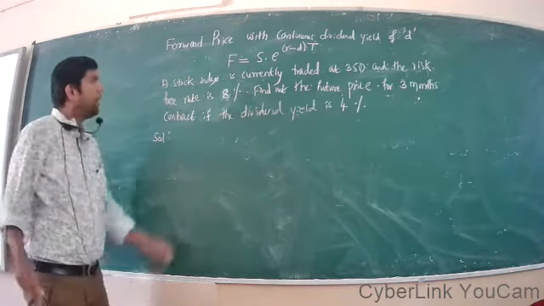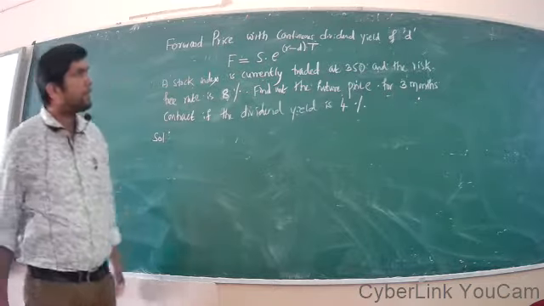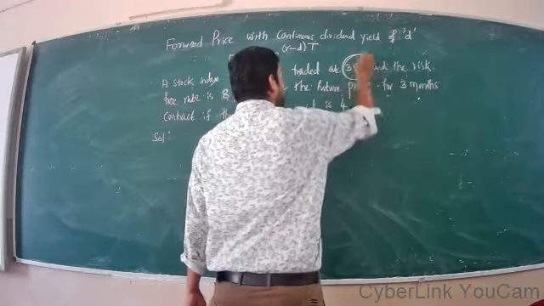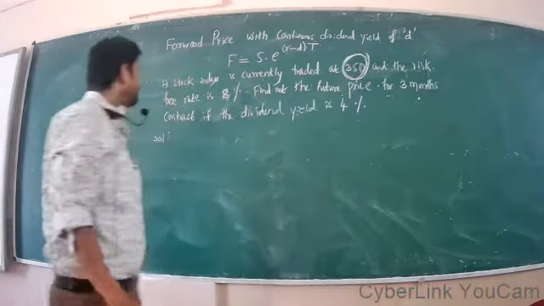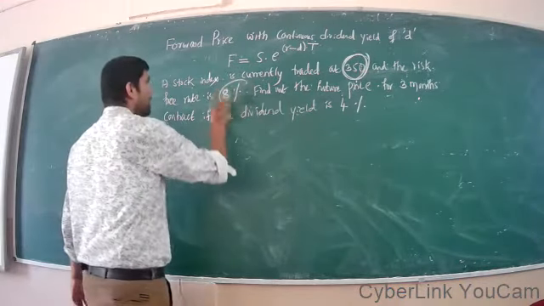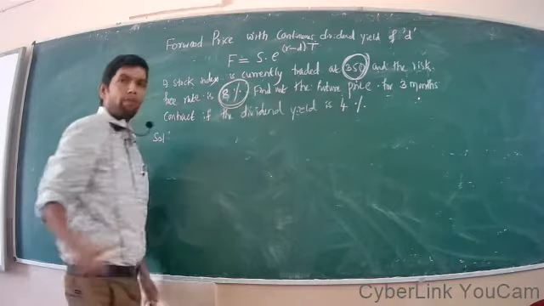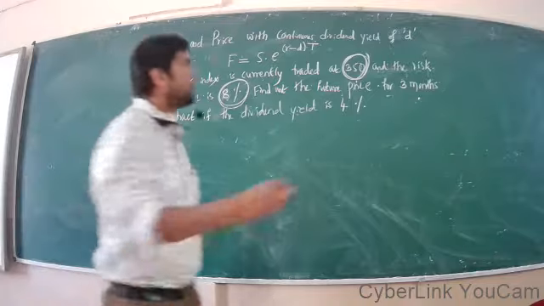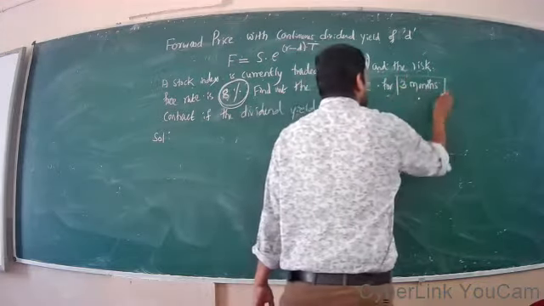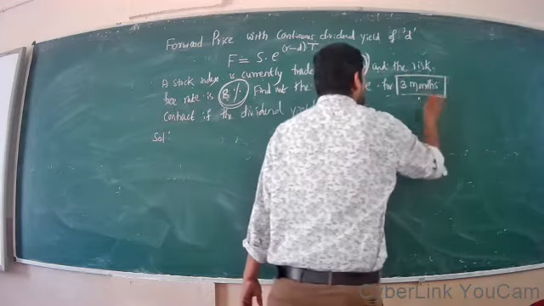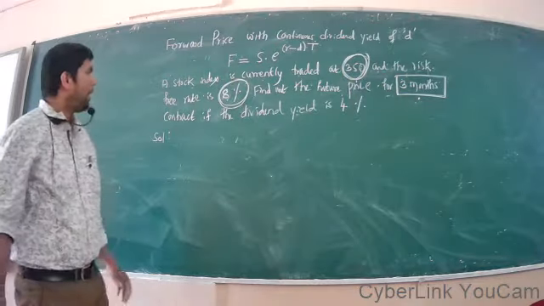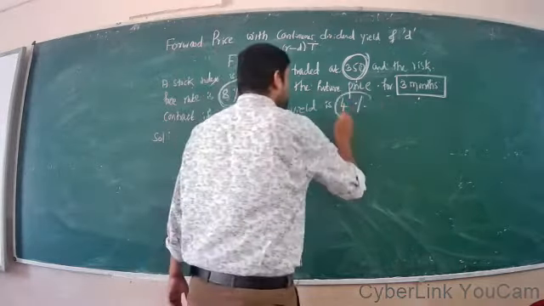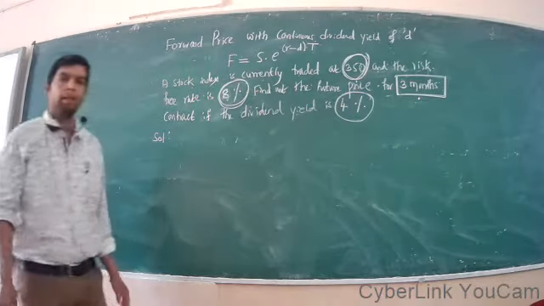Now a stock index is currently traded at 350, so this is the spot price, the value of S, and the risk-free rate is 8%, which is the value of R. You have to find out the future price for 3 months, that is the time, and the dividend yield is 4%. So these are the information given in the question.